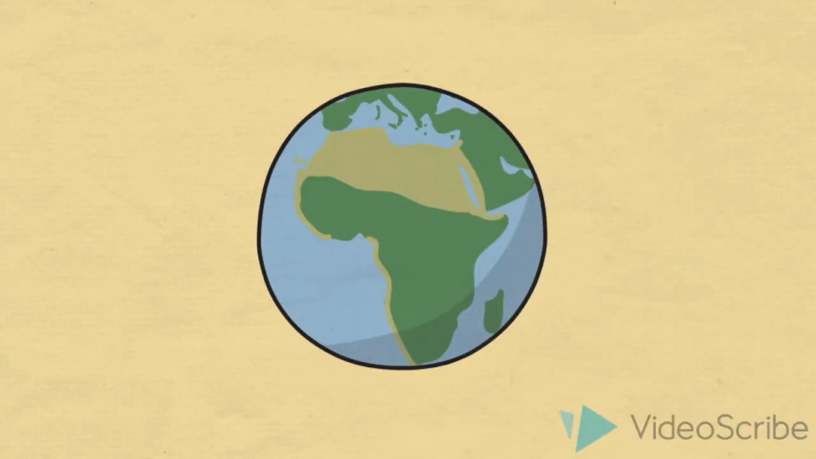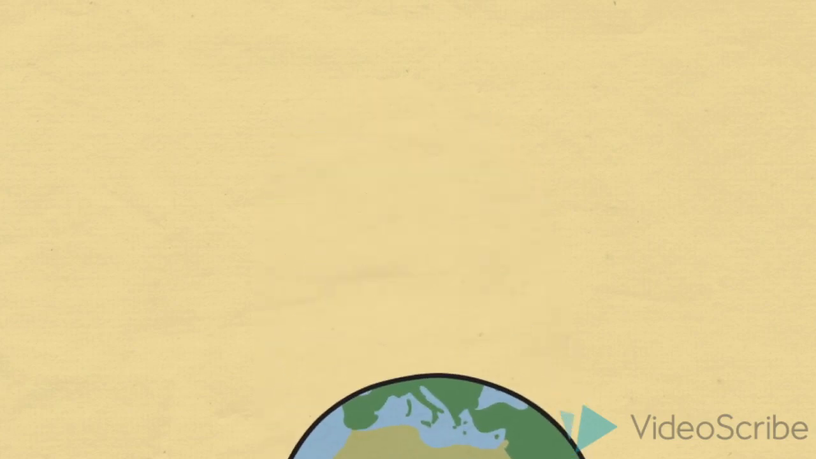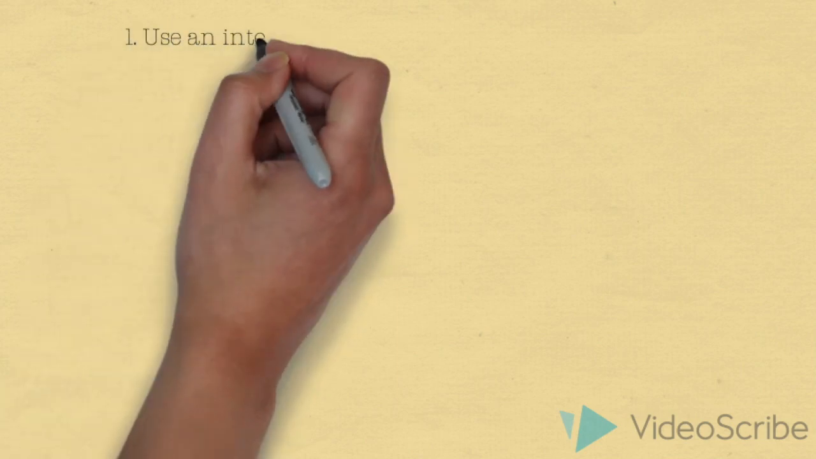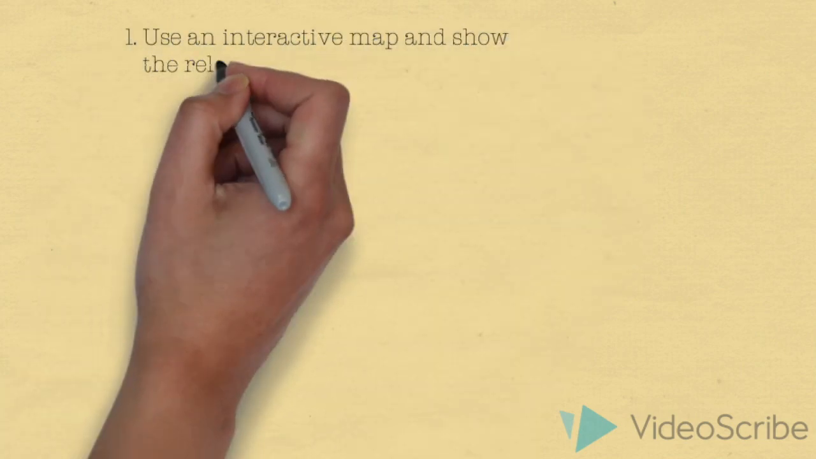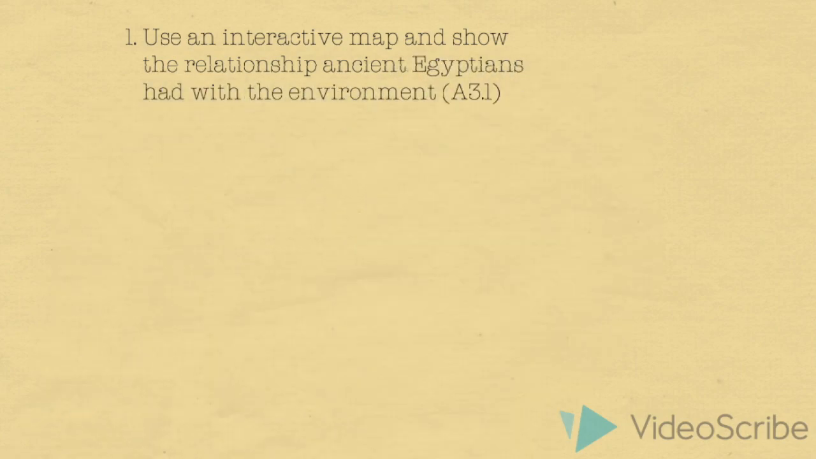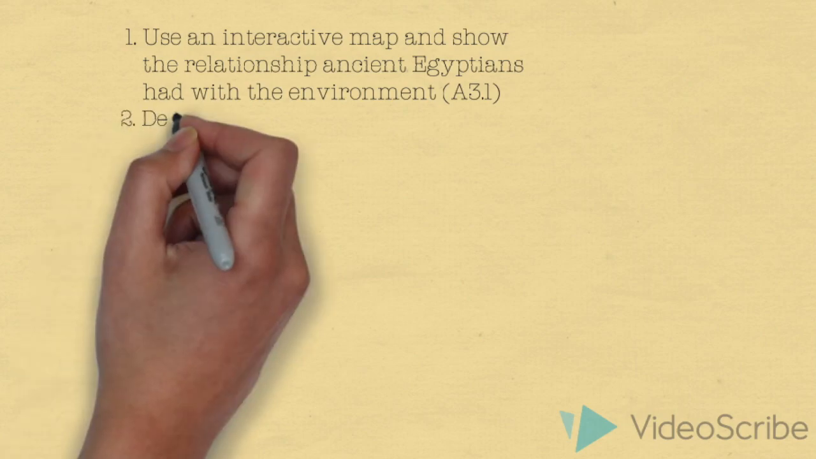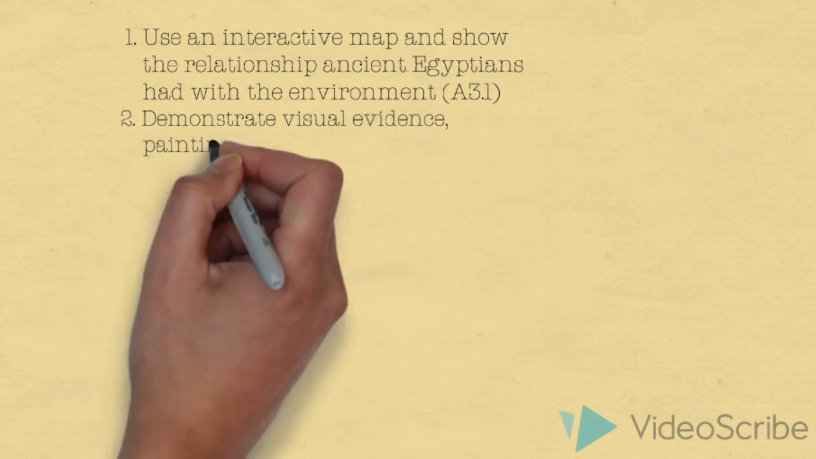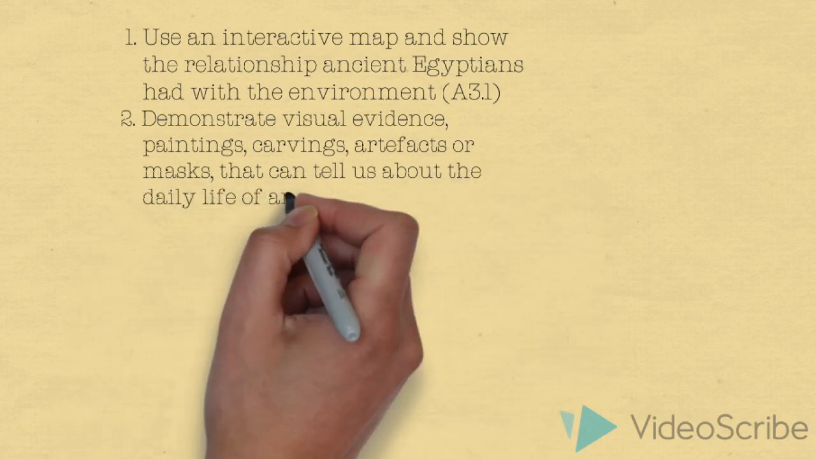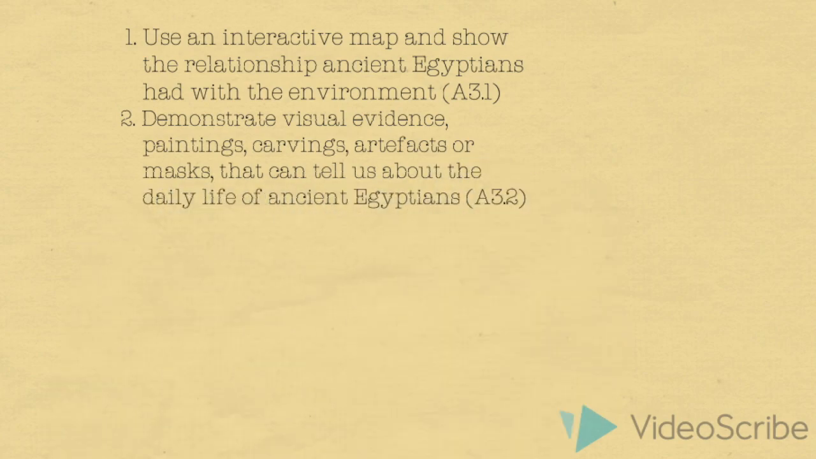Students could focus their research on the early societies of ancient Egypt and will be given the option from the following. 1. Use an interactive map and show the relationship ancient Egyptians had with the environment, and we can see this in A3.1. So they can talk about agriculture or the Egyptian calendar. 2. Demonstrate visual evidence, paintings, carvings, artifacts, or masks that can tell us about the daily lives of ancient Egyptians. This is taken from A3.2. Students can talk about amulets, masks of the dead, or wall paintings.